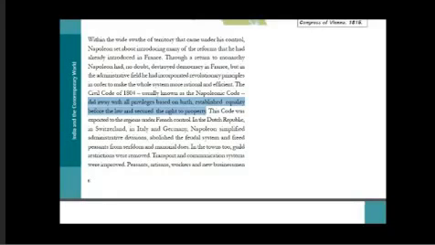Okay, so here it says, page number 6, first line: within the wide swath of territories that came under his control, Napoleon set about introducing many of the reforms that had already been introduced in France. What he introduced in France, he tried to introduce in other countries also. Through a return to monarchy, Napoleon had no doubt destroyed democracy in France. So please underline this line.